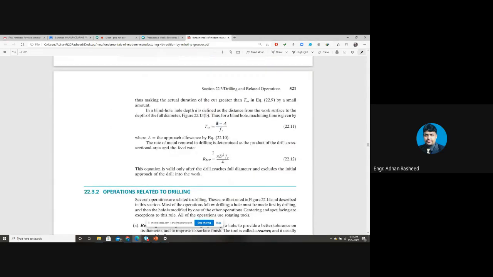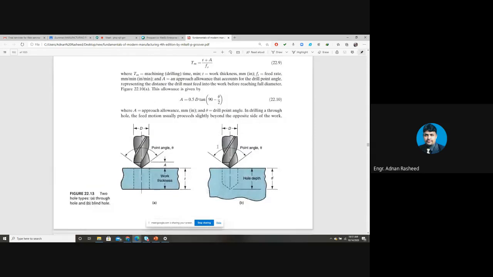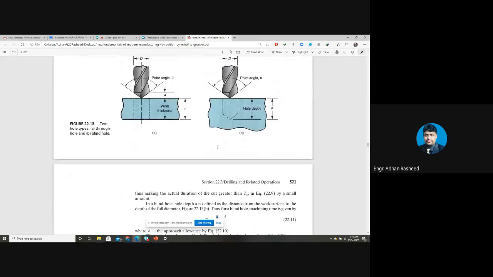Now the rate of material removal is represented by RMR, which is equal to pi by 4 d square into FR. So all you have to do is you will have the value of D and FR, and you will put them in this formula and calculate the rate of material removal. At the end of the chapter, there are certain problems related to time calculation for drilling operation. Kindly go to those problems and solve them. If you have any problem, you can ask.